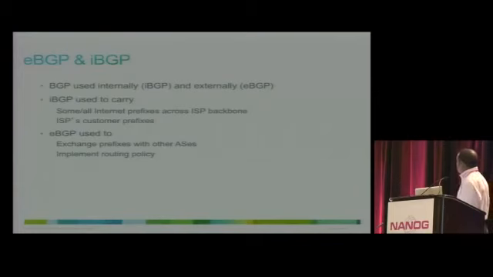So iBGP is used to carry some of the internal prefixes, or it can carry all of the internal prefixes, depending on the specific service provider policy. Again, in some cases, those prefixes may not even be in the IGP, in the core IGP, because of scaling issues, particularly if you have a very large network.